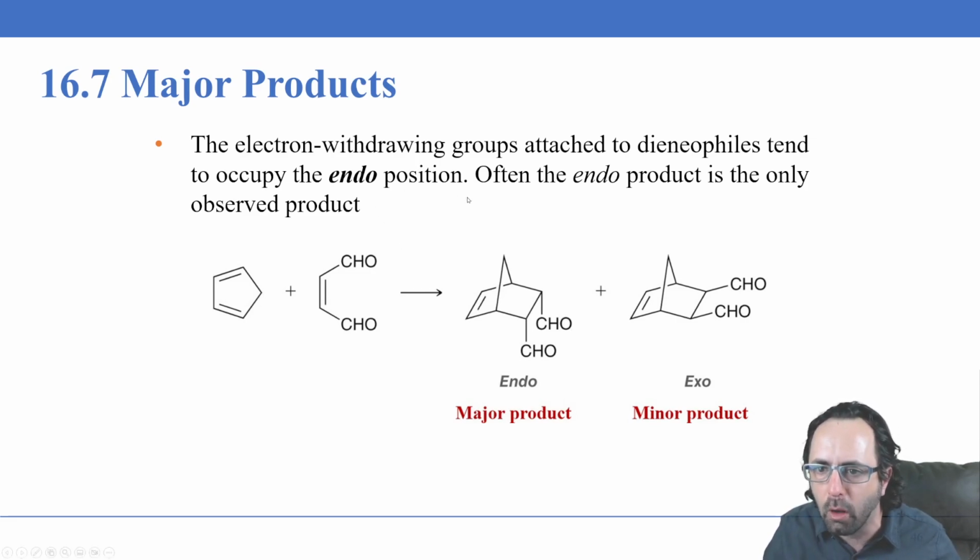So the electron withdrawing groups here attached to this dienophile, in this case aldehydes, they tend to occupy the endo positions predominantly. Often the endo product is the only one we're going to see. And this makes sense, right? Because there's kind of blockage here that's occurring when it's attacking. So it kind of makes sense. It's going to stick out, approaching in the direction right here. It actually ends up being on the endo side more. So you'll get a predominance of the endo product rather than the exo product.